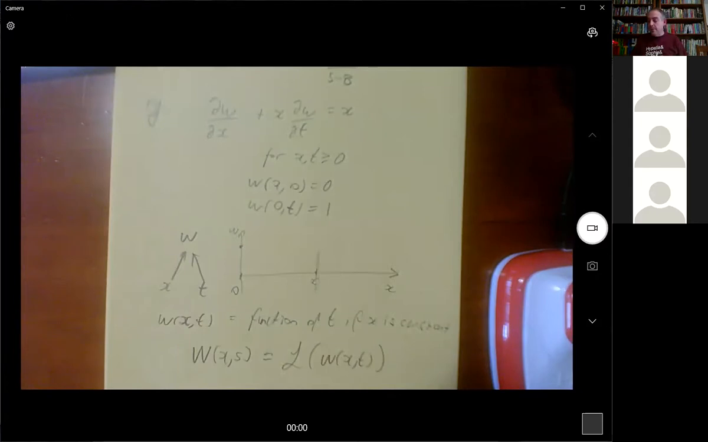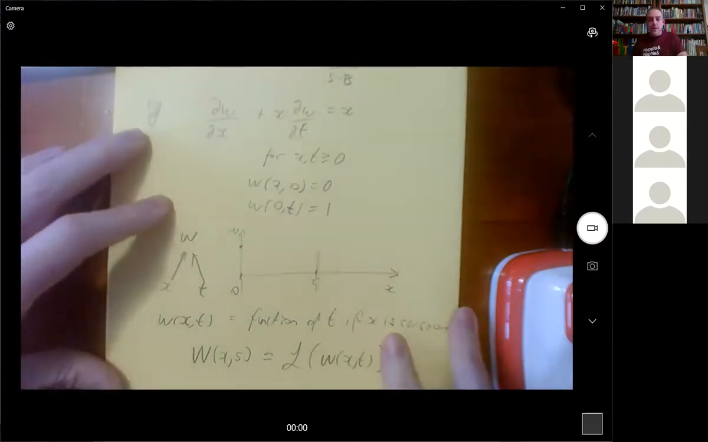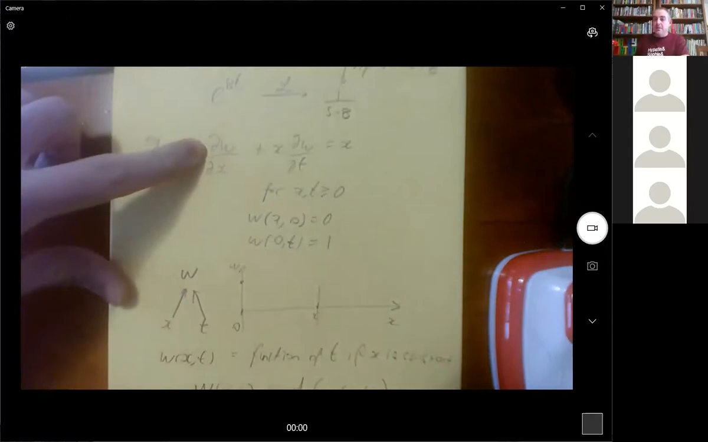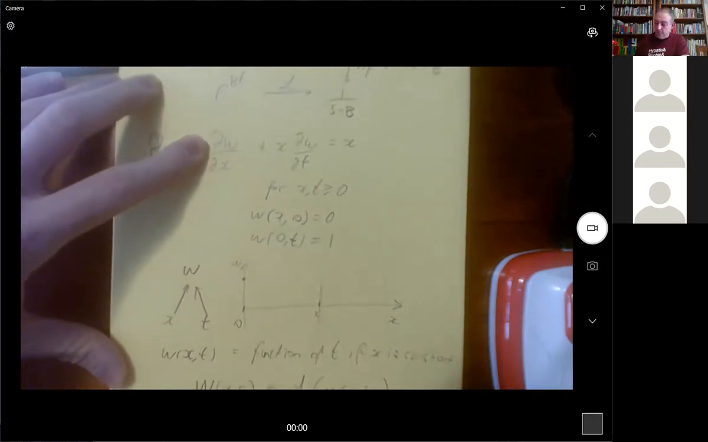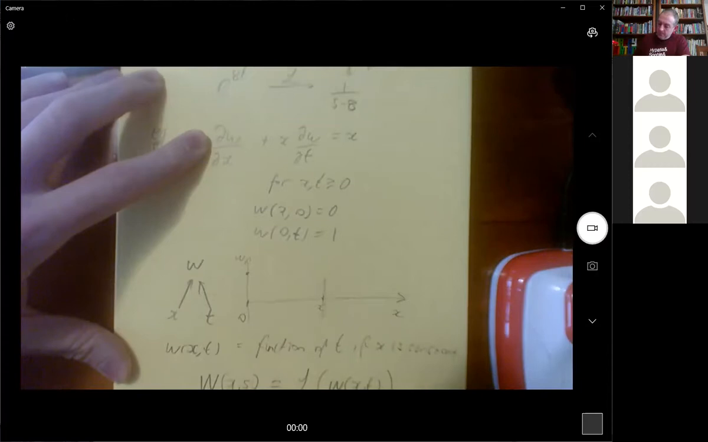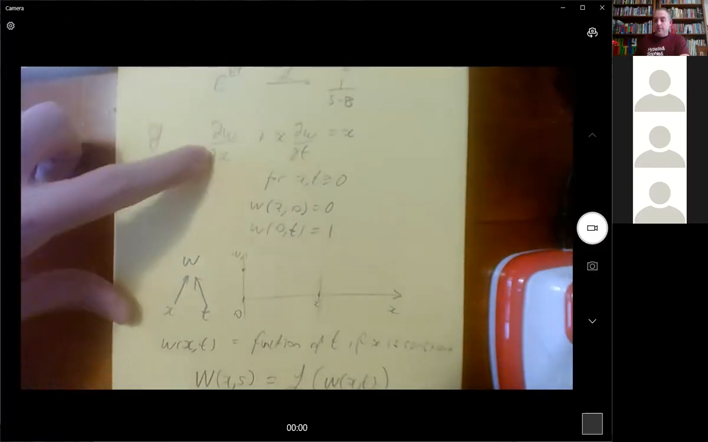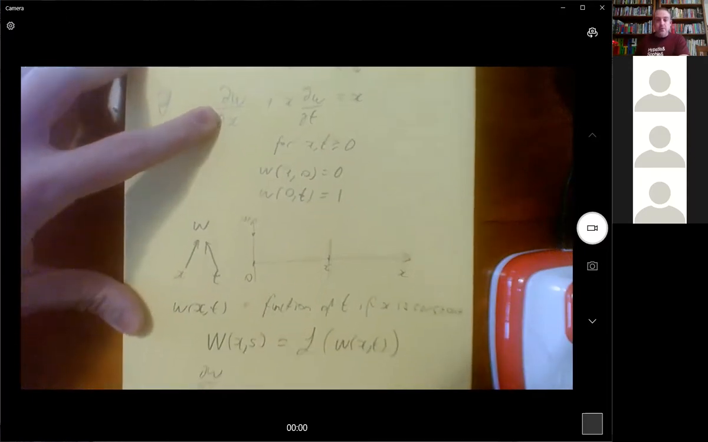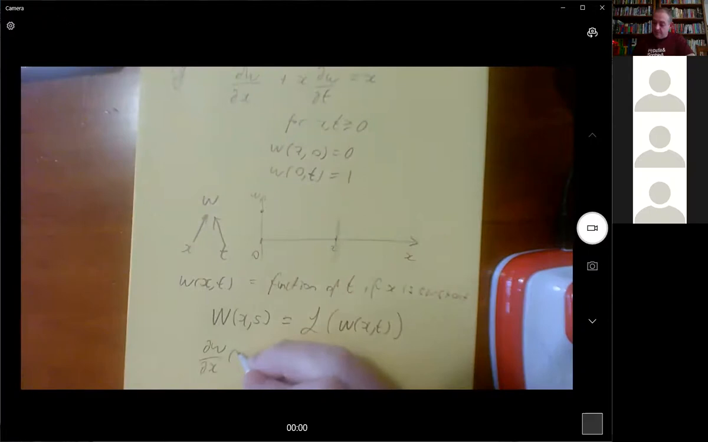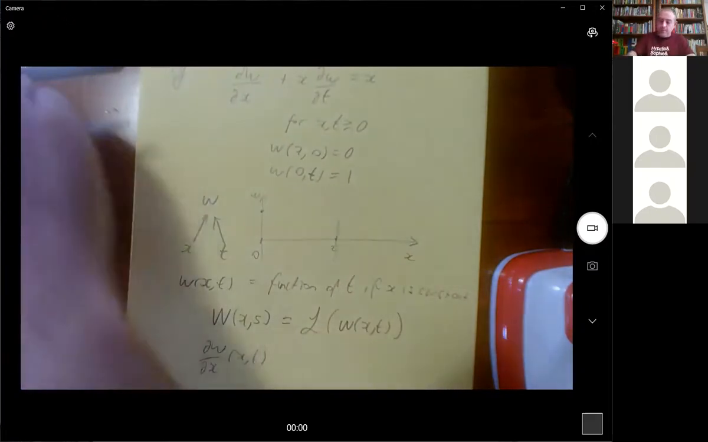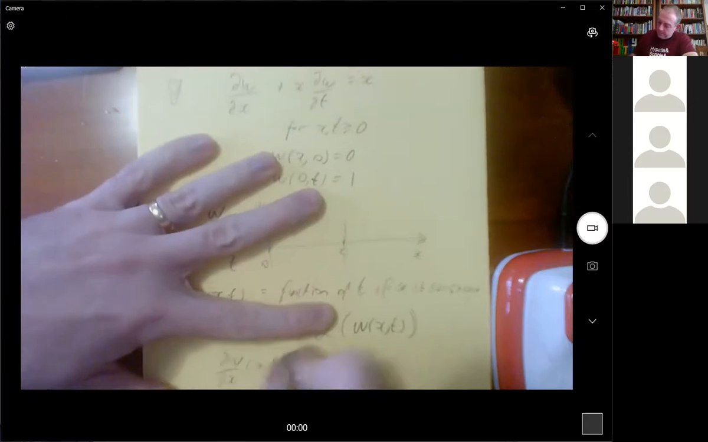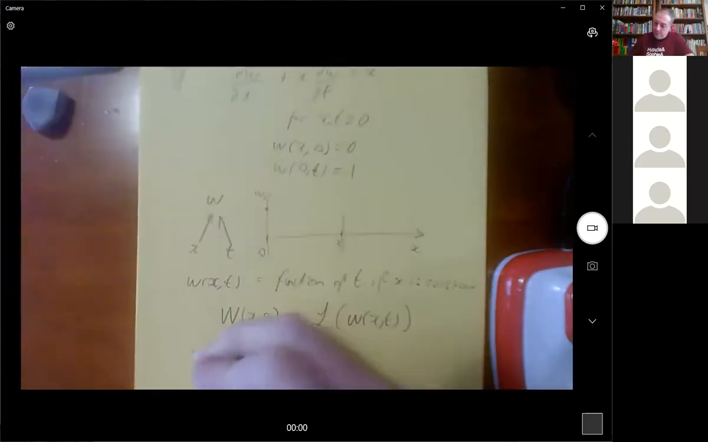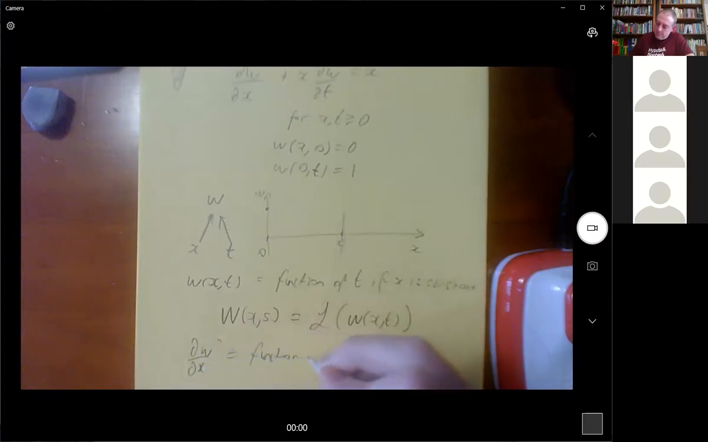So that's what I'm going to do. And so up here, this is dw on dx. Here we go. So dw on dx is also a function of x and t. So dw on dx is also a function of t if x is constant.